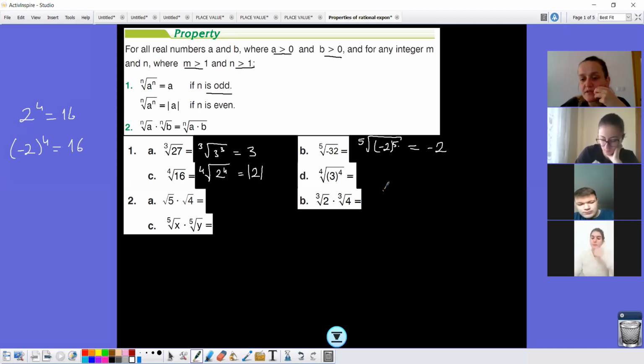In D, what will it be, Vesa? In D, we take it out as absolute value of, no, just 3. Absolute value of 3, which is 3 again. The result is 3 again. Yes?